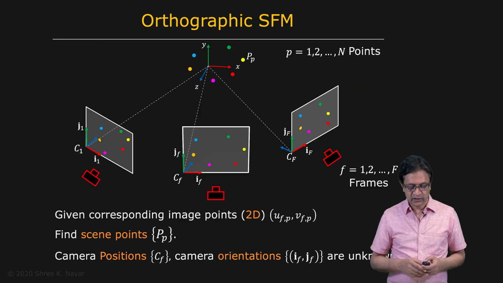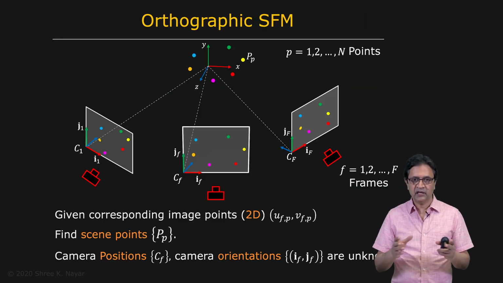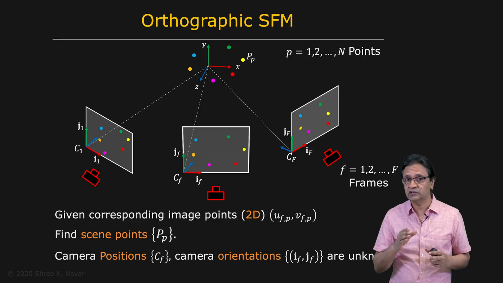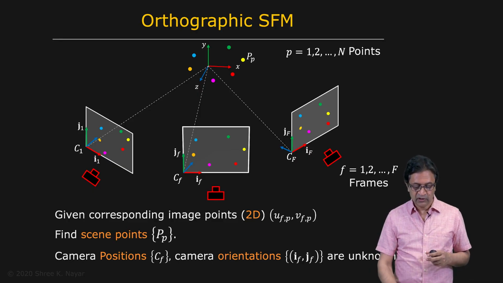All right, so now we can restate the orthographic structure from motion problem as follows. You're given corresponding image points. These are 2D points, u_fp, v_fp. Again, f denotes the frame number, p denotes the scene point. And so we want to find the three-dimensional coordinates P of each point p. Those are the 3D points we're trying to recover.